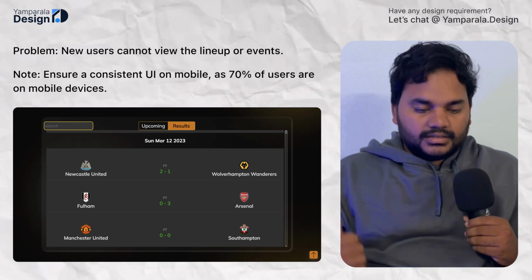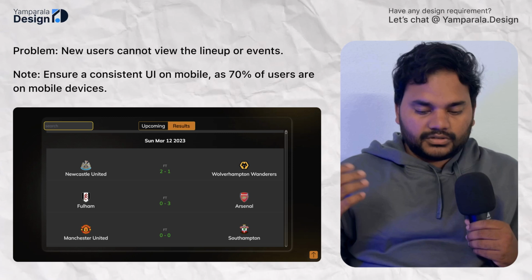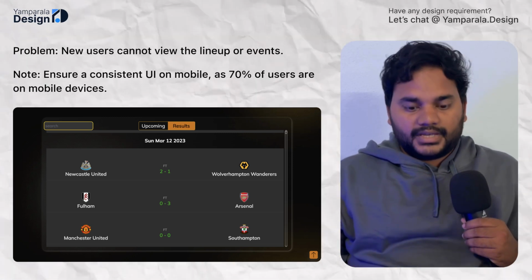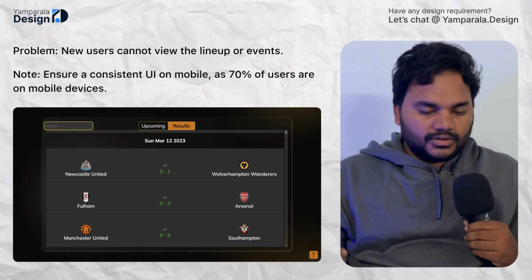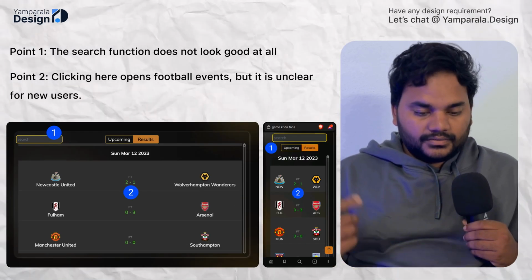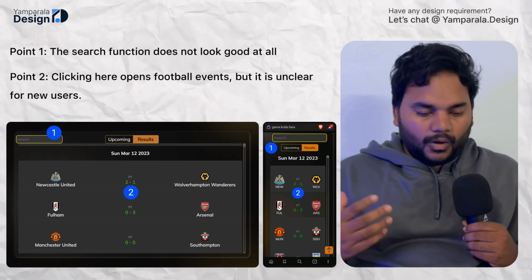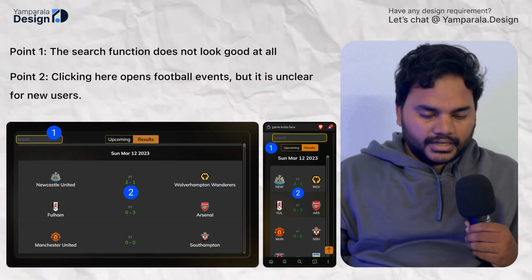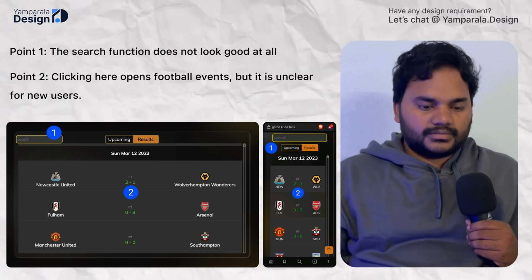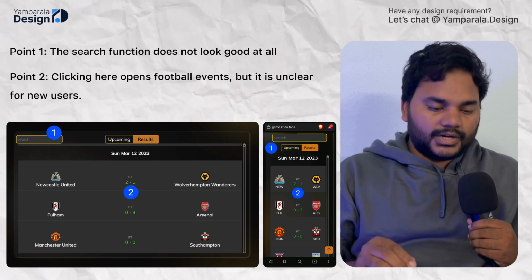And not only that, the consistency needed to be there in the mobile version too, because most of the users of this platform were mobile based. As you can see on the screen, I have noted down two important points. First, the search is not looking good, so that needs to be improved. Plus, on clicking on it, it shows the events, but it is not clear to users how that will function, because there is no button or indication that defines that users can click on it and see the events.